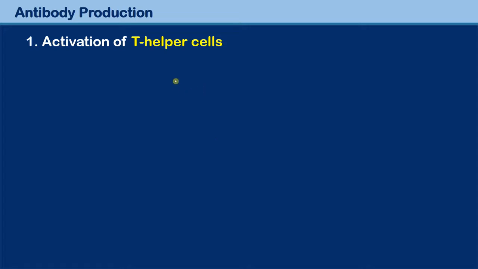The first thing you have to understand is that there are a whole bunch of white blood cells. So far we only talked about white blood cells, but there are many subcategories of white blood cells, all with different tasks. The first step in antibody production is the activation of so-called T helper cells. That's their name. How do we activate them?